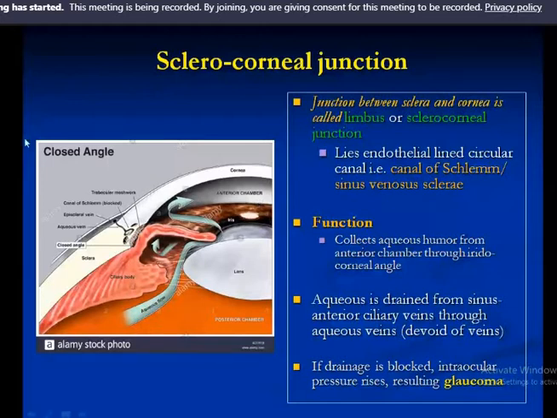This aqueous humor will drain from the anterior chamber to the canal of Schlemm through the iridocorneal junction. Now the fluid will enter into the canal of Schlemm. From the canal of Schlemm, the fluid will enter into the aqueous vein. Through the aqueous vein, it will enter into the anterior ciliary vein. So this is the drainage of aqueous humor.